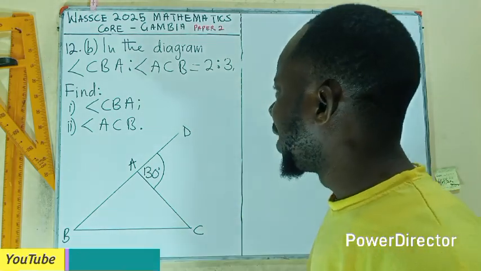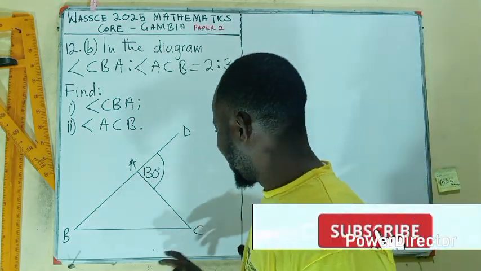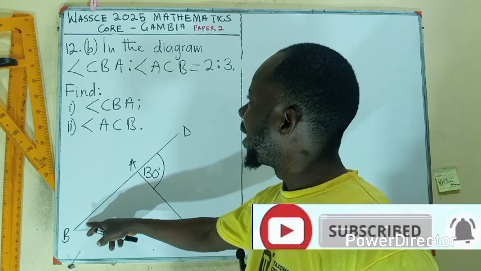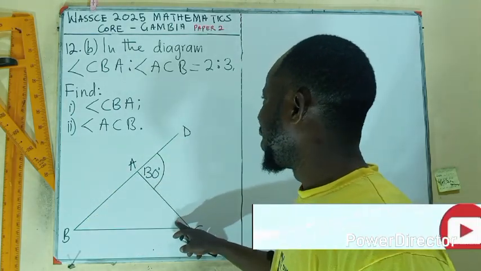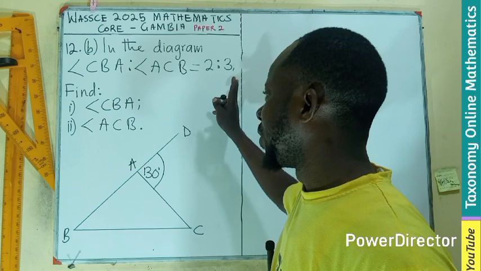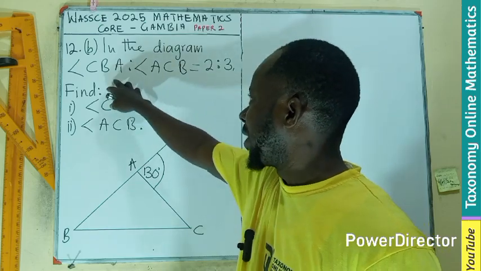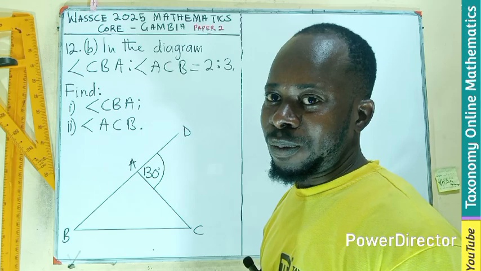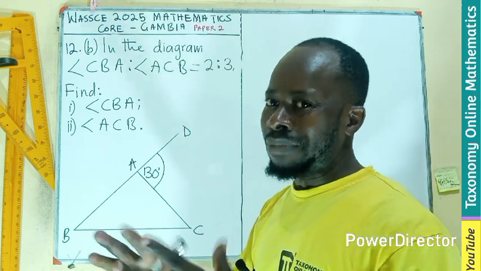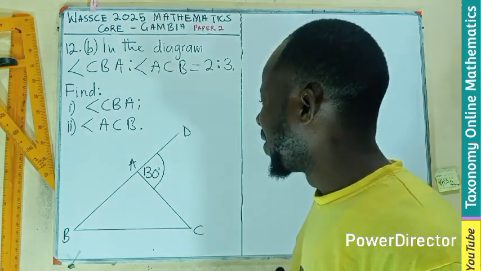So in the diagram, the angle CBA to the angle ACB is in the ratio 2:3. We have to find their respective angles. So what do we do? I'm going to follow two methods to see if we can find that.